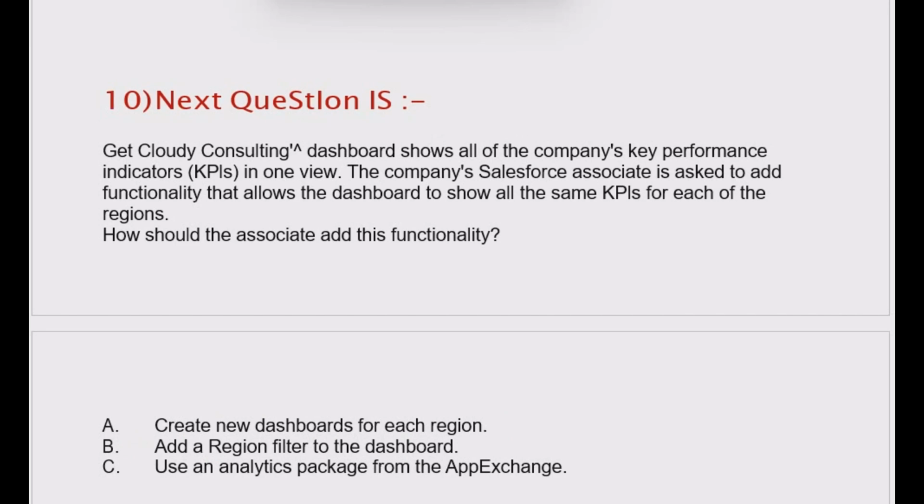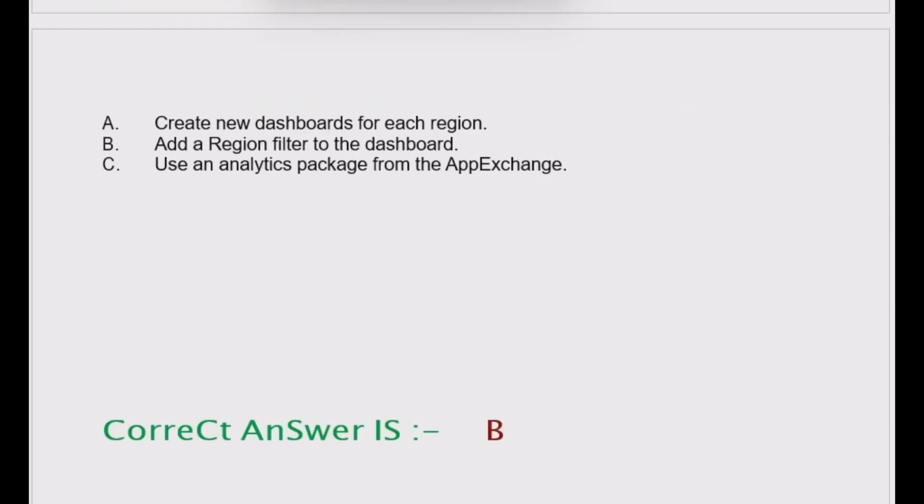Question is, Get Cloudy Consulting's dashboard shows all of the company's key performance indicators, KPIs, in one view. The company's Salesforce associate is asked to add functionality that allows the dashboard to show all the same KPIs for each of the regions. How should the associate add this functionality? Option A. Create new dashboards for each region. Option B. Add a region filter to the dashboard. Option C. Use an analytics package from the AppExchange. Correct answer is option B.